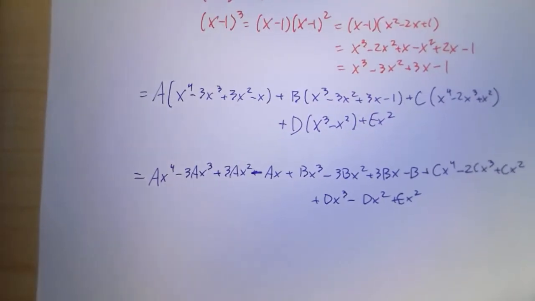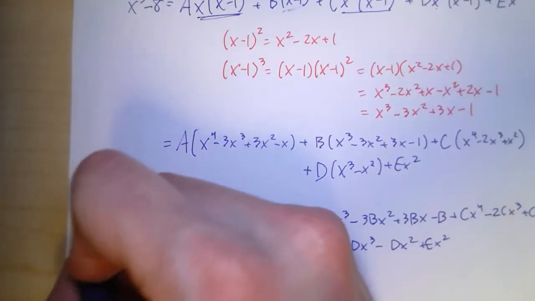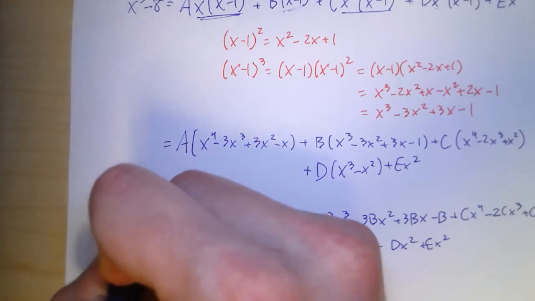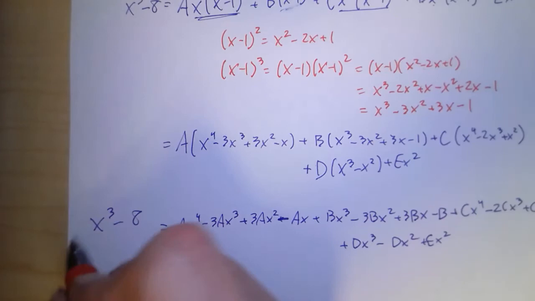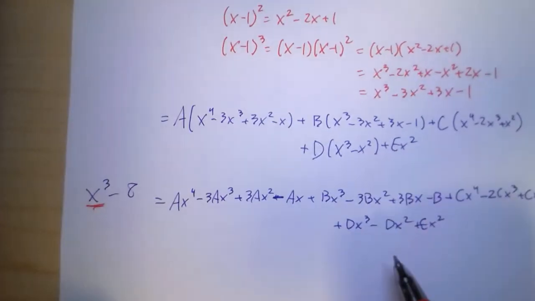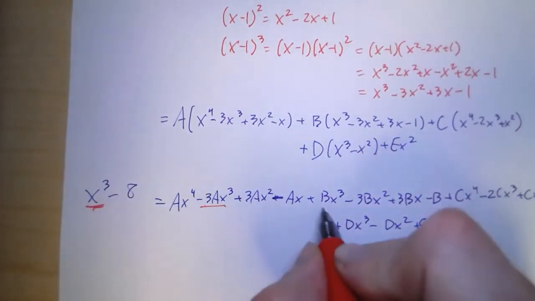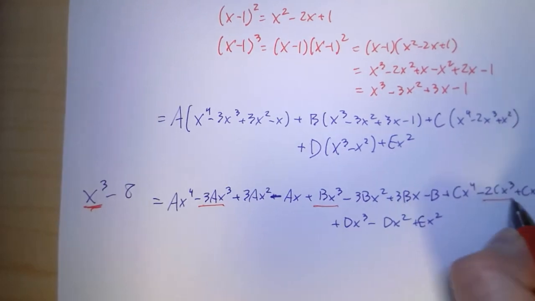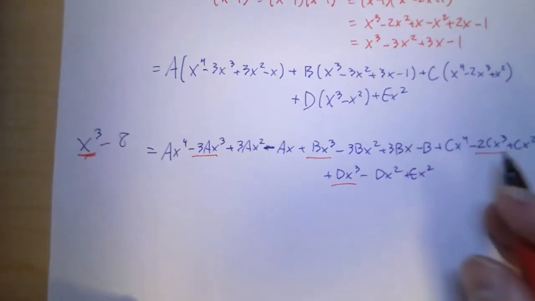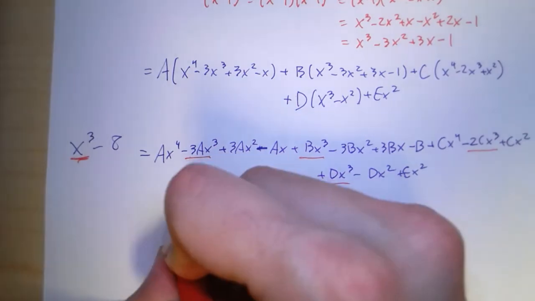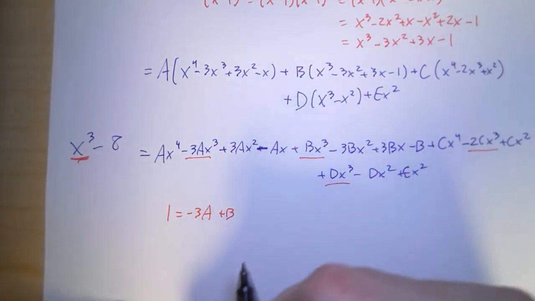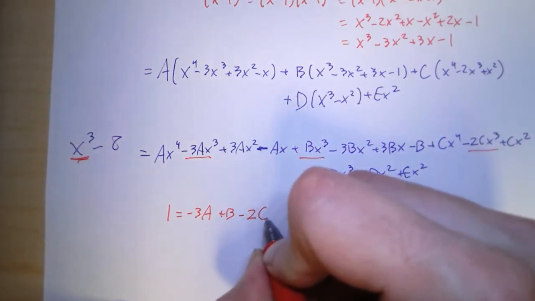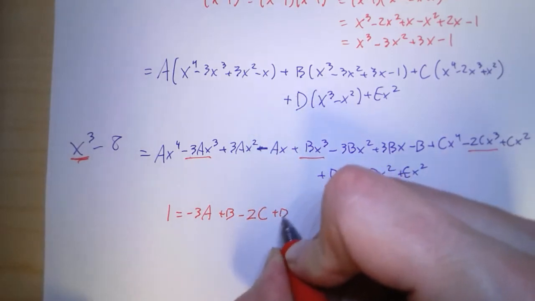Now what is all of this equal to? Well, it's all equal to what we started with, x cubed minus 8. That was our original numerator. All right, so where are the x cubed terms? Well, here's one, there's one, there's one, and there's one. So our coefficient is going to be 1 equals negative 3a plus b minus 2c plus d.